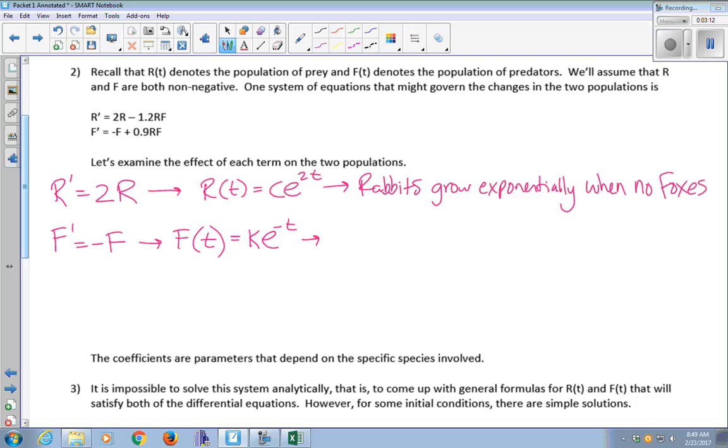And so this says that foxes decline exponentially without rabbits. So far those two things make sense, right? The rabbits would grow exponentially without foxes because there are no foxes to eat them. The foxes will die out if there are no rabbits to eat.